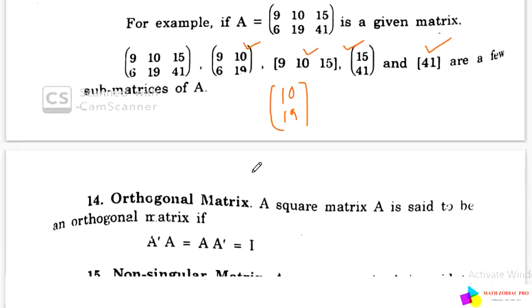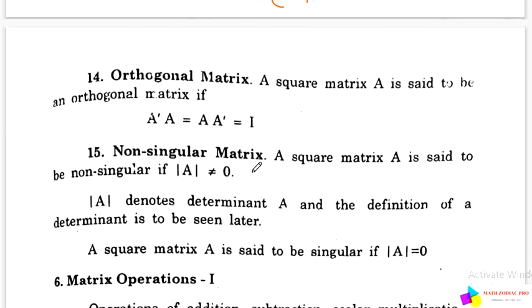Next one, orthogonal matrix. A square matrix A is said to be an orthogonal matrix if A dash A equal to A A dash equal to I. This one is important. A square matrix A is said to be orthogonal if A dash A equal to A A dash equal to I.